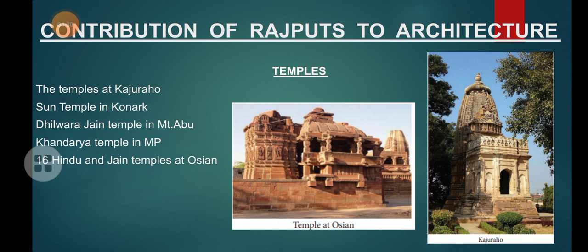Not only that, they also built some important temples. The first important temples built by Rajputs are the Temples of Khajuraho, a group of nearly 30 temples. They also built the famous Sun Temple in Konark, Dilwara Jain Temple in Mount Abu, Kandaria Temple in Madhya Pradesh, and 16 Hindu and Jain temples in a place called Osian. All these are the contributions of the Rajput kings in the field of architecture in the form of temples.